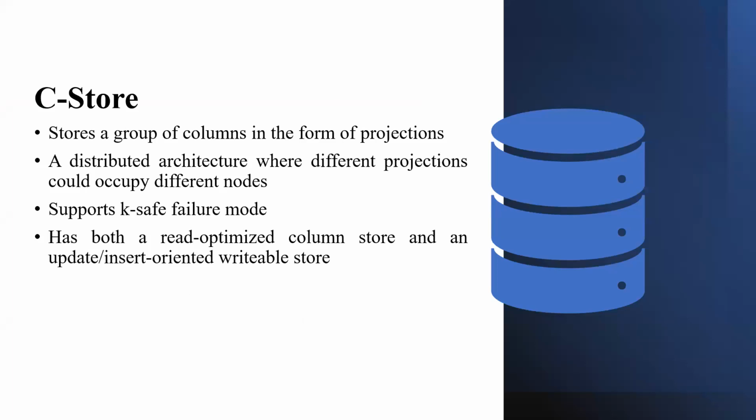So what is C-Store, the column store? It stores a group of columns in the form of projections, which is a distributed architecture where different projections could occupy different nodes, and it supports a K-safe failure mode, and it has both a read optimized column store and an update or insert oriented writable store.